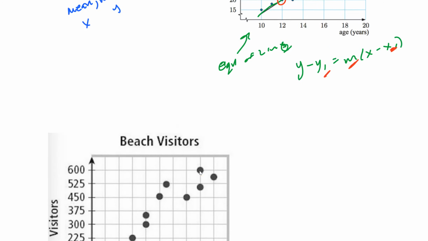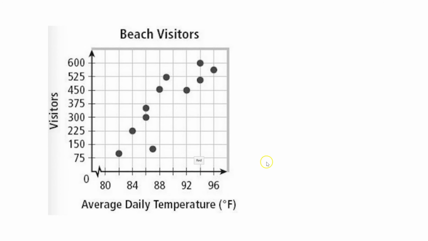So let's move on. Let's say I give you this data right here. The number of visitors and the average temperature per day at the beach. By looking at it, it looks positive, moderately positive. So if I was trying to find a line of best fit here, all I do is just draw a line. Remember, it's an estimation. There's going to be no one right answer.